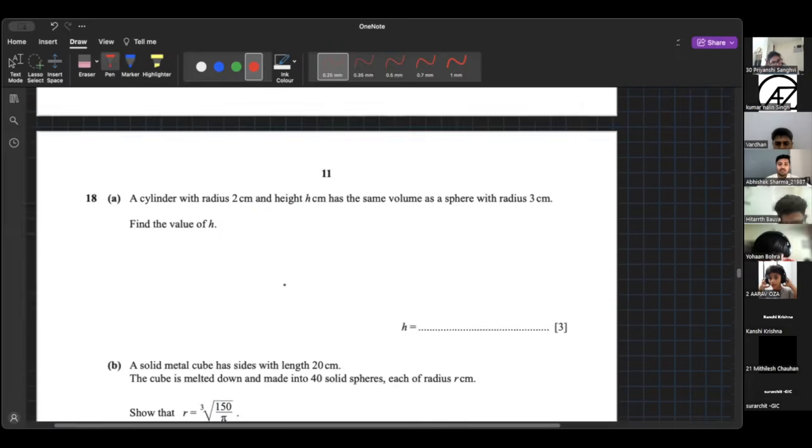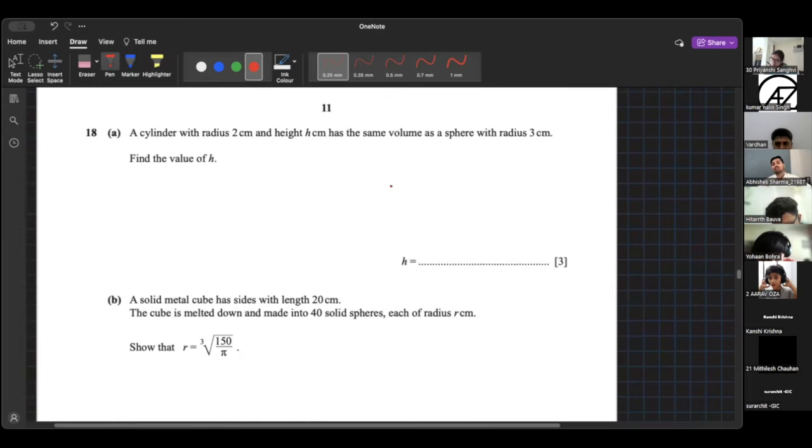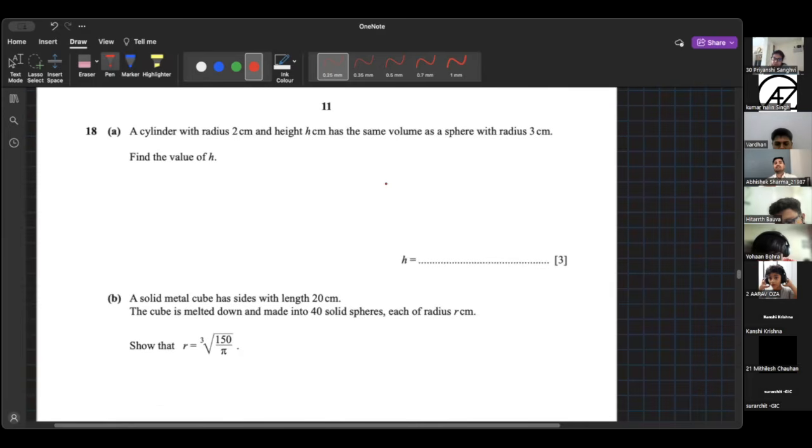Okay, let's move on. Question number 18. It says a cylinder with radius 2 centimeter and height h centimeter. So roughly just sketch a small cylinder here to understand the scenario. It says the radius is 2 centimeter and height is h centimeter. Has the same volume as a sphere with radius 3 centimeter.